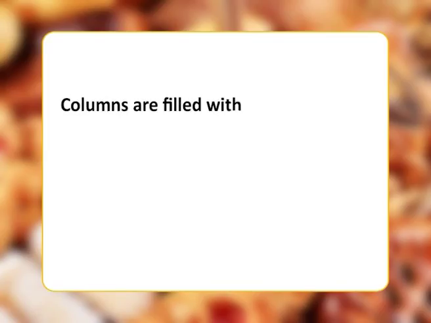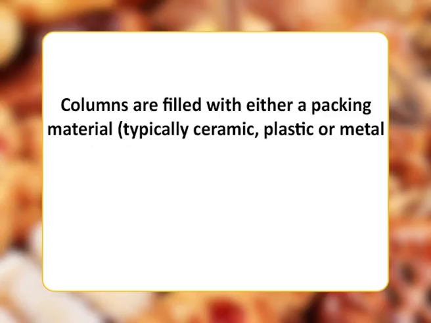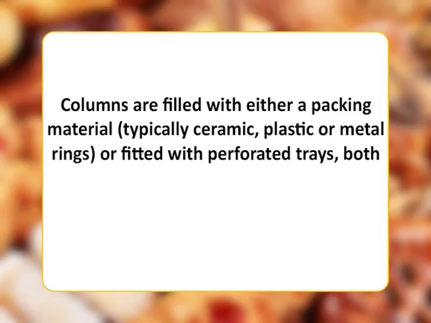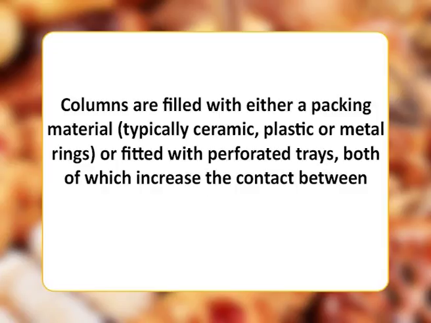In order to enhance the separation of these components and equilibrium conditions between the liquid and vapor phases, a proportion of the distillate is added back to the top of the column, and a portion of the bottom is vaporized in a reboiler and added to the bottom of the column. Columns are filled with either a packing material, typically made up of ceramic, plastic or metal rings, or fitted with perforated trays, both of which increase the contact between the liquid and vapor phases.